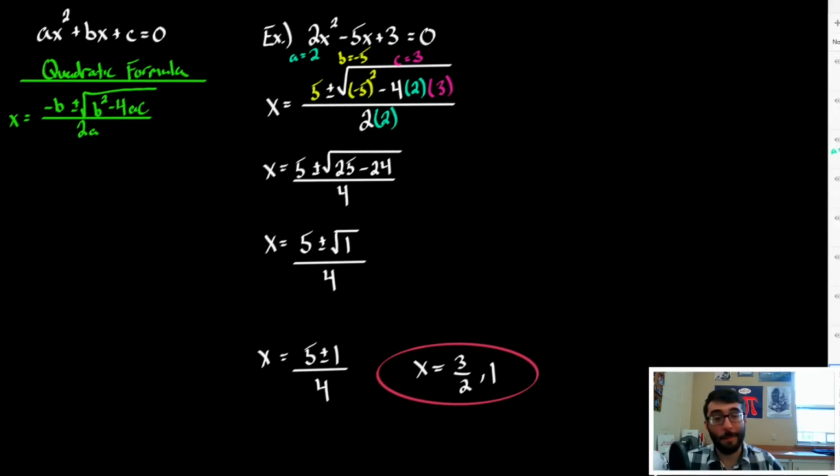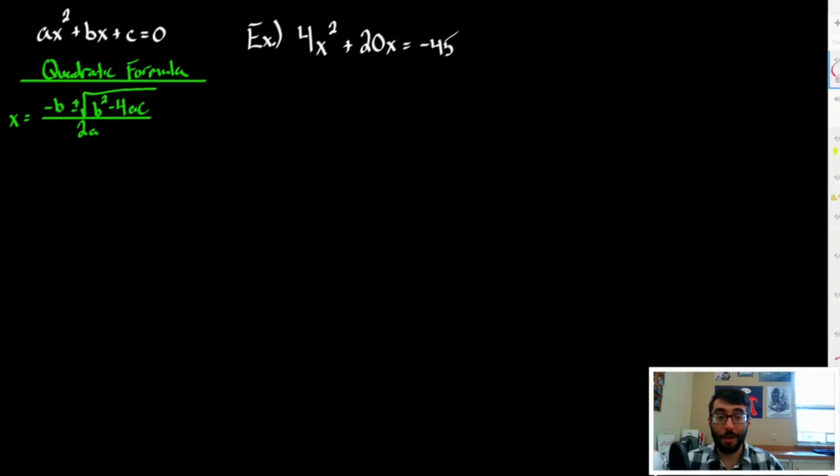This one isn't going to be as nice of a solution. So let's go ahead and take a look at that one now. In this one, we have 4x squared plus 20x is equal to -45. Well, remember, in order to use the quadratic formula, and to factor for that matter, we need everything on one side and 0 on the other side. So I first need to add 45 to each side. And once I do, I get 4x squared plus 20x plus 45 is equal to 0.